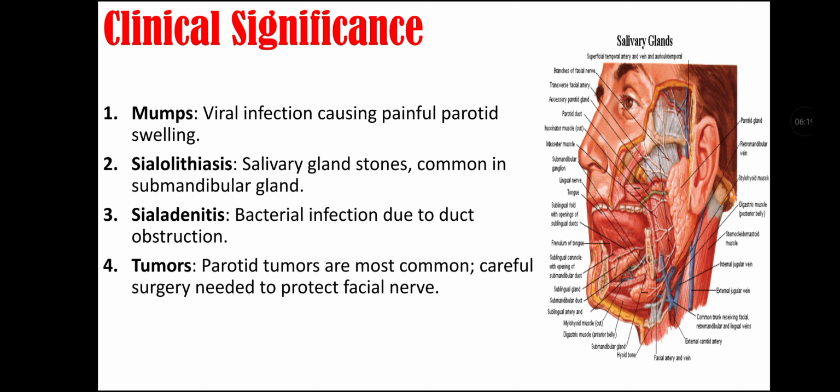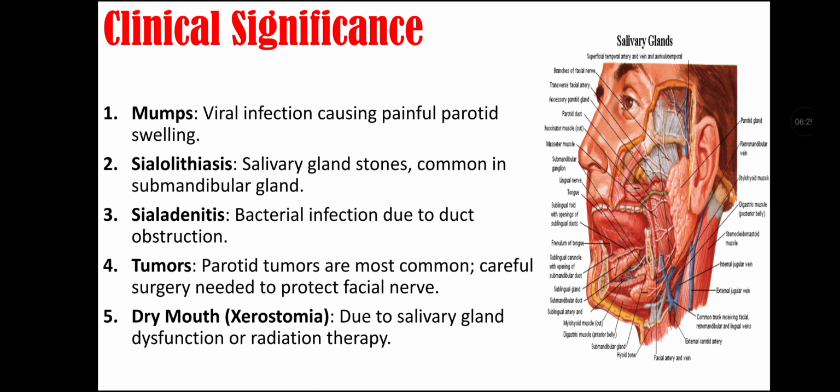Fourth significance is tumor, as parotid tumors are the most common tumors, and careful surgery is needed to protect the facial nerve, as it is present right along it. Fifth significance is dry mouth or xerostomia, as due to salivary gland dysfunction or radiation therapy, it can cause zero secretion or minimum secretion that causes dry mouth.